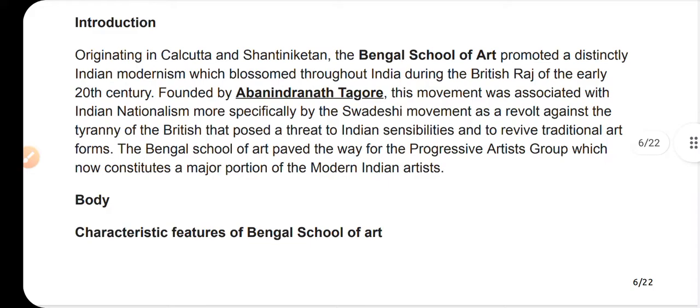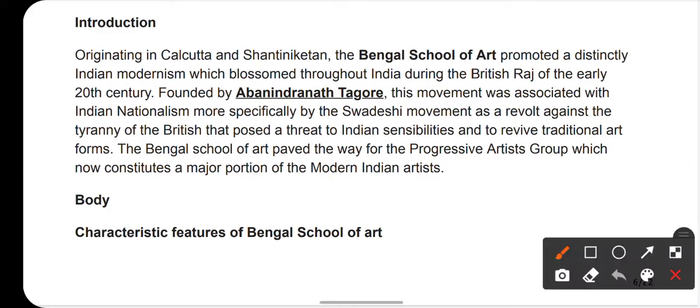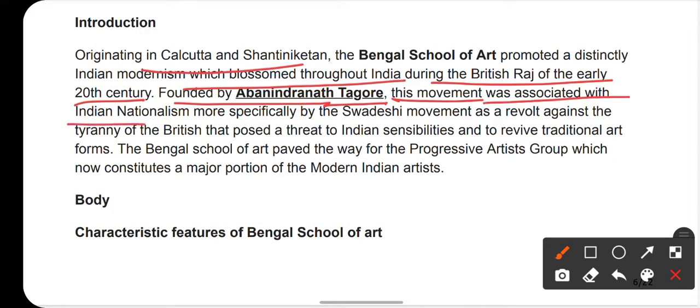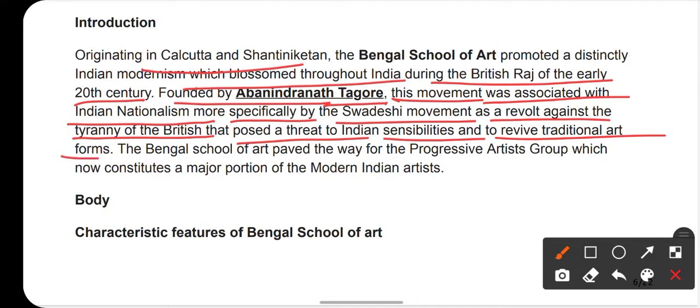Introduction. Originating in Calcutta and Shantiniketan, the Bengal School of Art promoted a distinctly Indian modernism which blossomed throughout India during the British Raj of the early 20th century. Founded by Abanindranath Tagore, this movement was associated with Indian nationalism, more specifically the Swadeshi movement, as a revolt against the tyranny of the British that posed a threat to Indian sensibilities, and to revive traditional art forms.